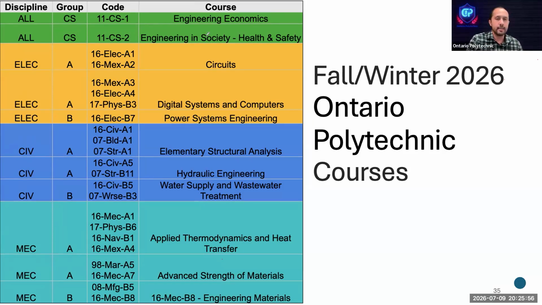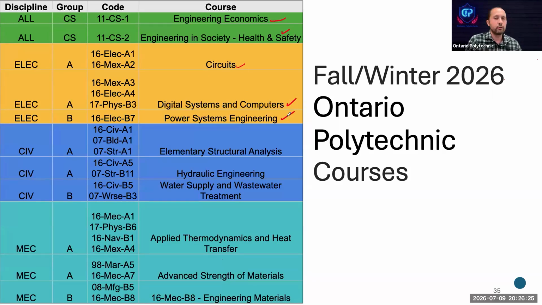These are the easiest ones. Maybe the title might not sound easy, but it's easy to pass the exam. For the CS group, we have economics and health and safety. These two are not technical, so they are for people who are interested in taking the CS category. For electrical engineering, we have circuits, digital systems and computers, and power engineering.